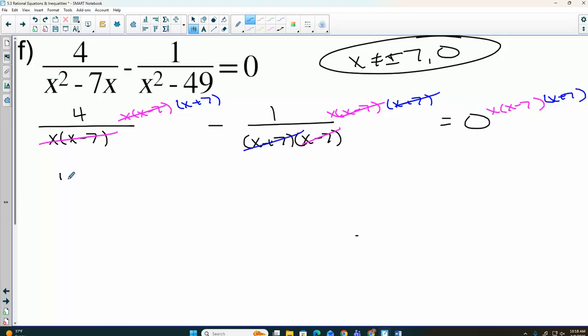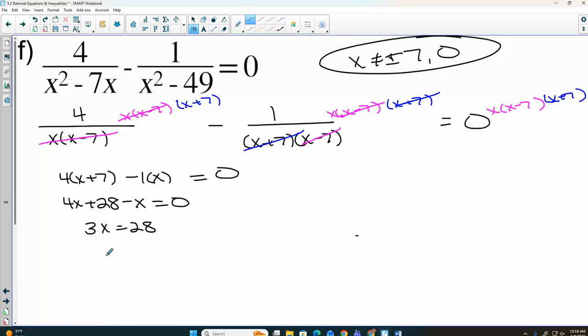So we have 4 times the x plus 7 minus 1 times the x equals 0 times anything is still 0. So we get 28 over 3.